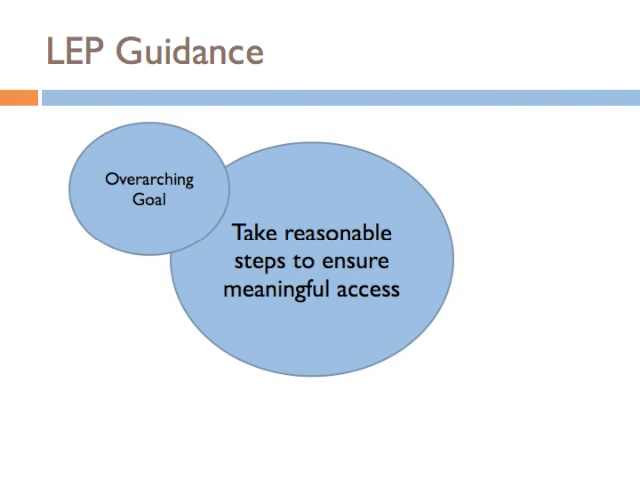The Department of Justice's Guidance to Federal Financial Assistance Recipients Regarding Title VI Prohibition Against National Origin Discrimination Affecting Limited English Proficient Persons, issued in 2002, establishes the expectation or fundamental principle that recipients are required to take reasonable steps to ensure meaningful access to their programs and activities by LEP persons. The focus is on the appropriate mix of services needed to provide meaningful access to LEP persons.